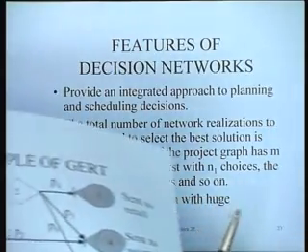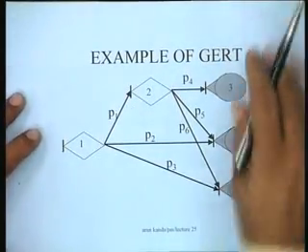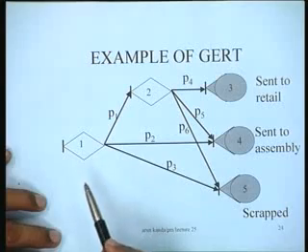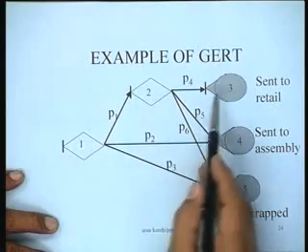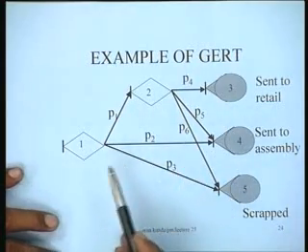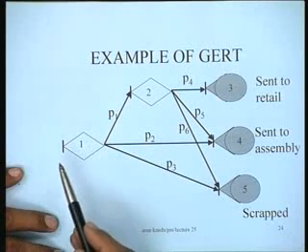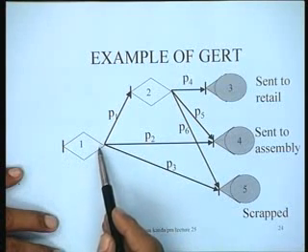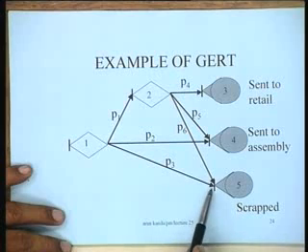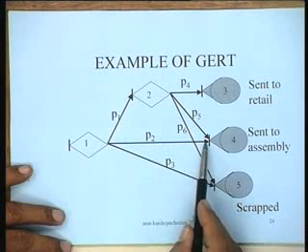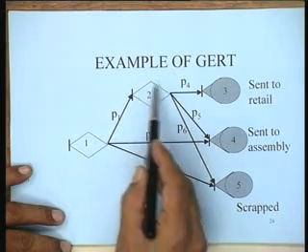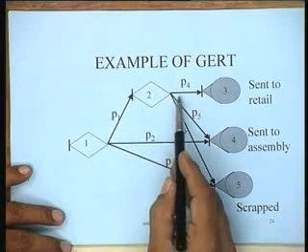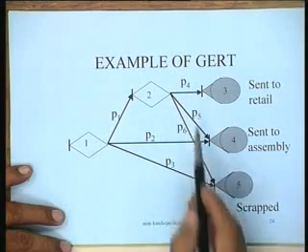Let's look at the third class of methods, that is GERT, Graphical Evaluation and Review Technique. This is an example of a GERT network here. Notice that I have different kinds of nodes, not the conventional nodes. Suppose that there is a part being manufactured. That part could be manufactured and there could be 3 possibilities. It can either be scrapped when it is not good, or it can be sent to assembly if it is very good, or if it's not so good, it could go for retail, where you will do some rework on it. This is the rework, and it could then subsequently also be classified into one of the 3 categories.